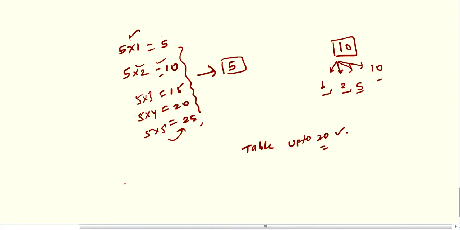Then 1 is a factor of every number, and every number is a factor of itself. For example, 10 is divisible by 1, and the same 10 is divisible by 10 itself. So 1 is a factor of every number, then every number is a factor of itself. Then you can find some common factors in a given pair of digits. Clear?